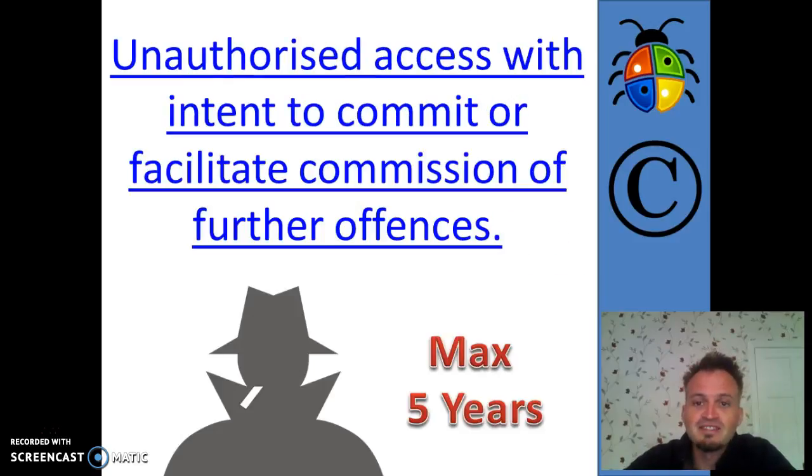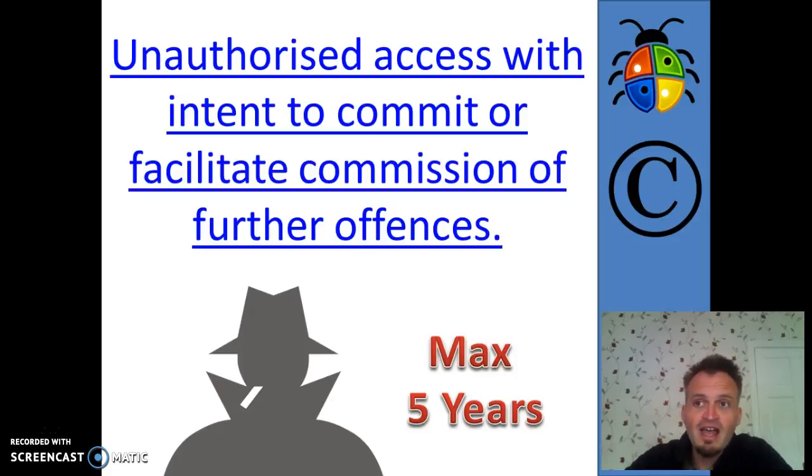Okay, the second one is unauthorized access with intent to commit or facilitate commission of further offences. Now all that means is when you access it, you're not just looking. You've decided you are going to use that information to commit some other crime.